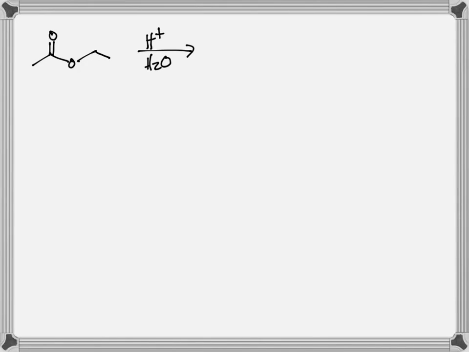Hi, this video is to show the mechanism for the acid catalyzed hydrolysis of esters. The first step in this reaction is protonation. We protonate at the carbonyl oxygen, giving us an intermediate that has a positive charge that makes it more susceptible to attack by the nucleophile.